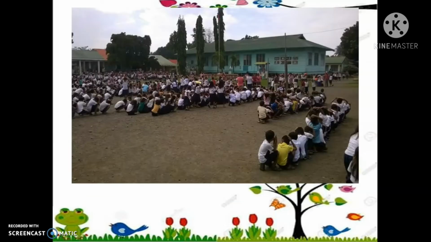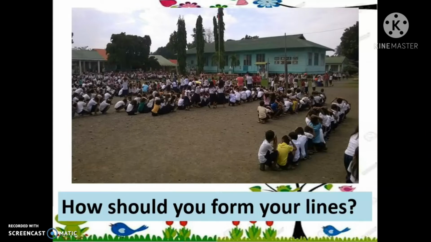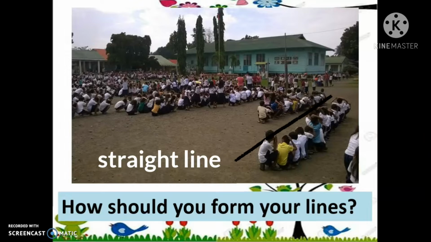Look at the picture, children. How should you form your lines? Very good. You form your line using a straight line. In this lesson, let us learn the names of different types of lines.